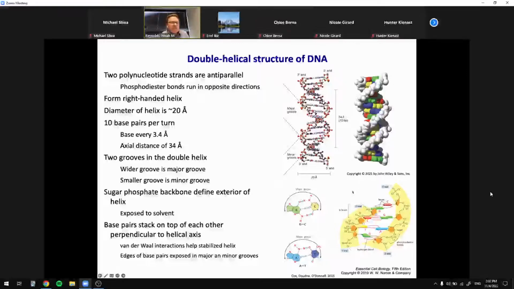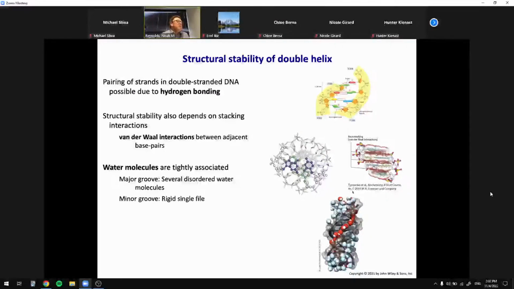And so how is the double helix stabilized? So we do have hydrogen bonding. It does contribute to stabilizing the helix, but base stacking and interactions with water, which you call the hydrophobic effect, are extremely important, probably more important than the hydrogen bonding for stabilizing the helix.